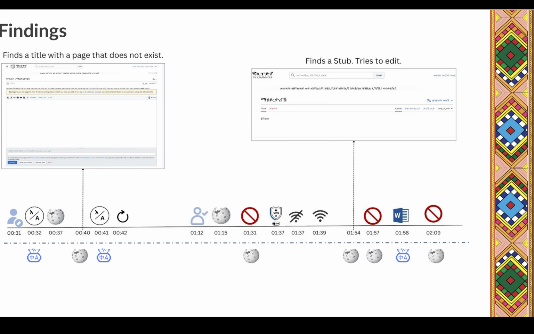They are blocked, or their IP address is blocked by the Wikipedia interface and the cybersecurity measures that the platform takes. And this happens because the participant was connected to a VPN service, which brings us to the social political challenges that we've discussed. The reason that this participant was connected to a VPN service is because certain platforms like YouTube and Telegram were blocked in Ethiopia at the time of doing this session.